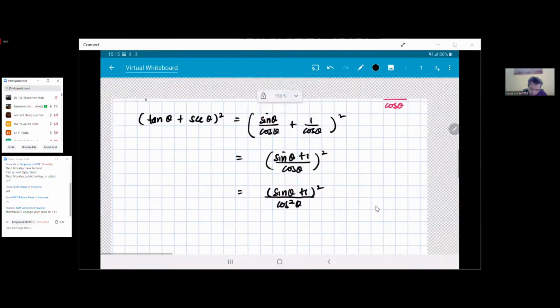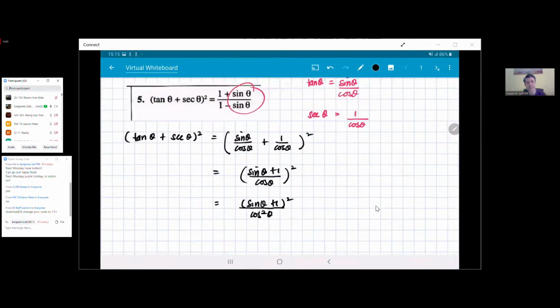Now, if you notice, remember the answer we want contains sine. 1 plus sine theta di atas. It looks like we have that, but there's a square on top. Don't worry about that. Yang bawah, you have 1 minus sine theta, but di bawah di sini lah cos square. No problem. So, going back to your formula. Yes, anything?